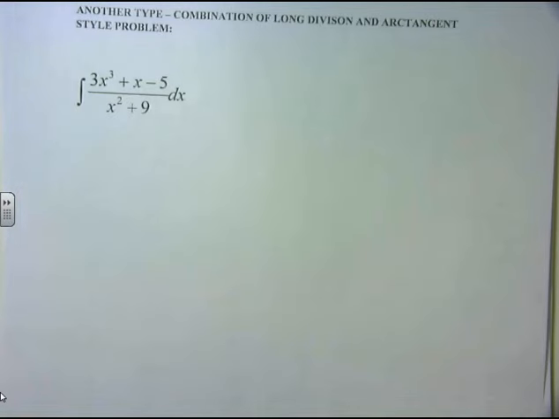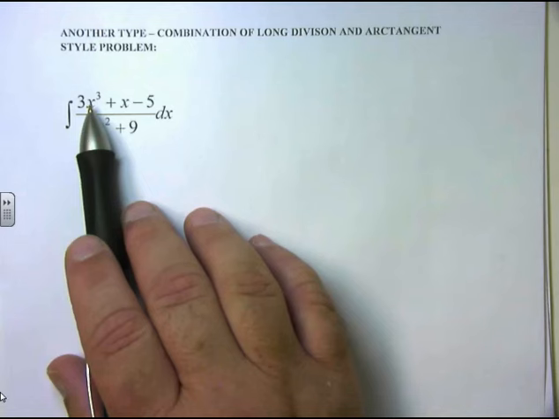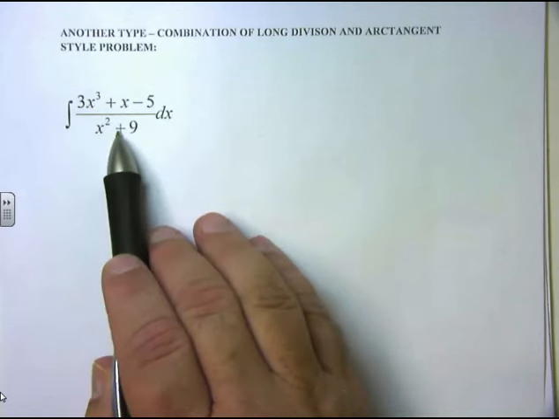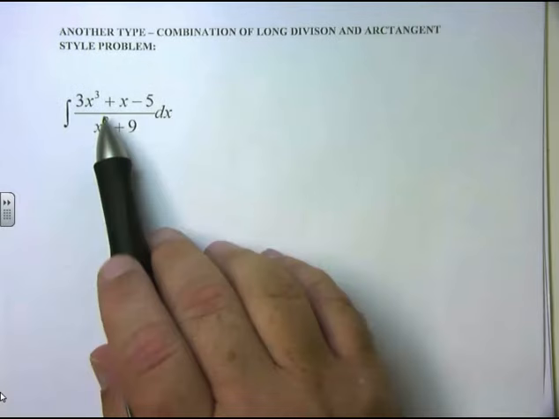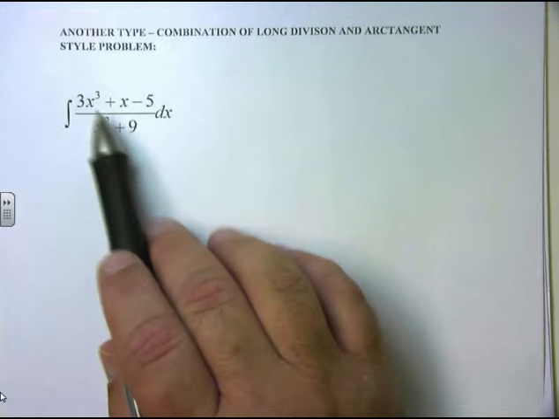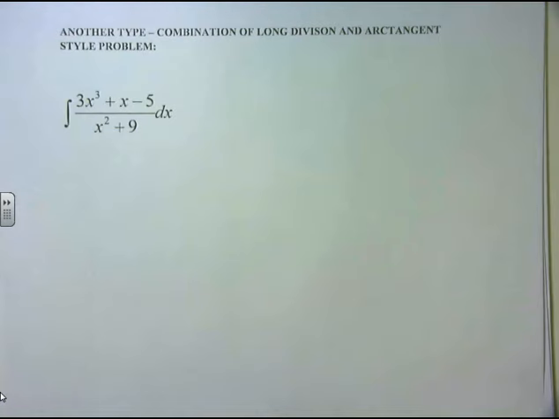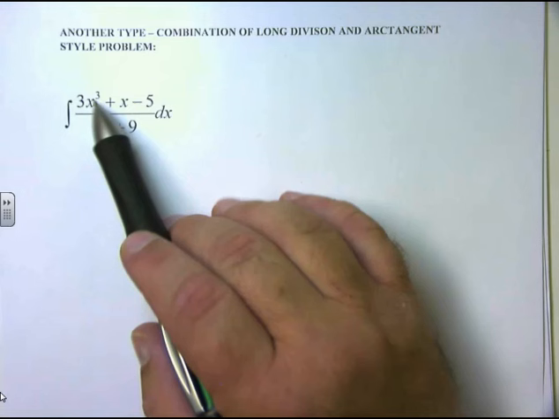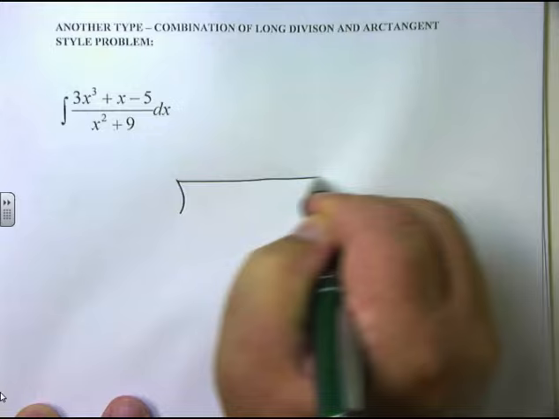Now, how can we make it a little bit better for you is do kind of a combination thing here. So this is the integral of 3x cubed plus x minus 5 over x squared plus 9 dx. The first thing you notice is this. I'm trying to integrate a fraction, and it's not proper. What I mean by proper is a proper fraction has the degree of the bottom, the denominator, bigger than the degree of the numerator. Here, the degree of the numerator is bigger than the degree of the denominator. And any time the degree of the top is the same or bigger than the degree of the bottom, you got to use long division. So let's do our long division so we can rewrite this problem.